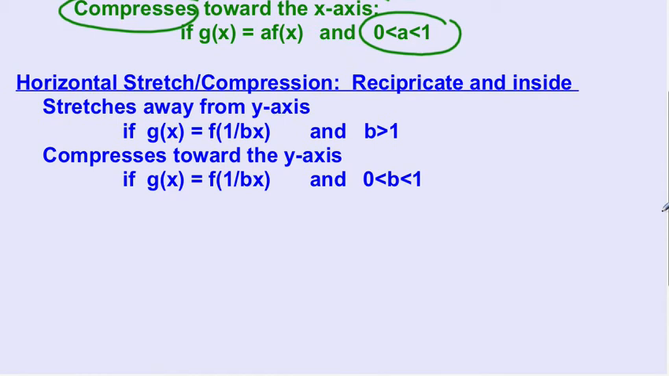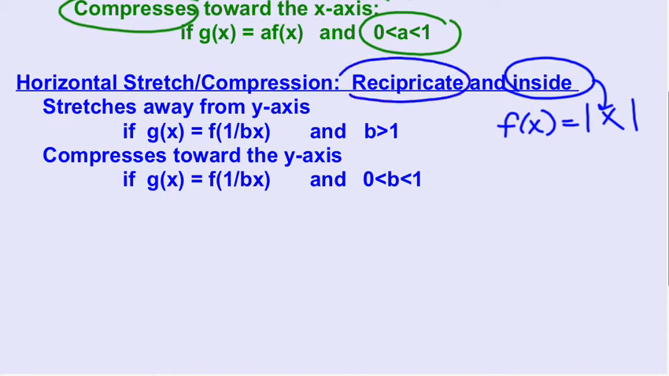Horizontal is a little bit harder to figure out because, number 1, for you to have a multiplier, it has to be in the function. So if I give you something like f of x equals the absolute value of x, the multiplier has to be inside. So what we do is we flip that inside. We reciprocate it. There are going to be 2 scenarios.